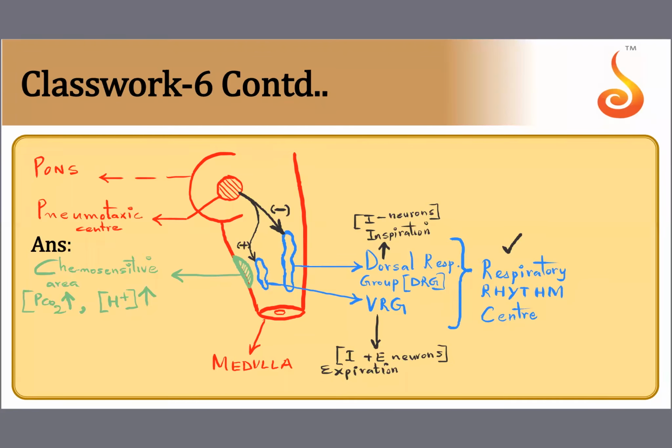Because I just told you that the DRG is responsible for inspiration, but VRG is responsible for expiration. So what this pneumotaxic center is doing is, not only is it inhibiting the dorsal respiratory group, but it is also stimulating the ventral respiratory group. So you will stop inhaling and you will start exhaling. That's why in the textbook they have mentioned the pneumotaxic center reduces the duration of inspiration.